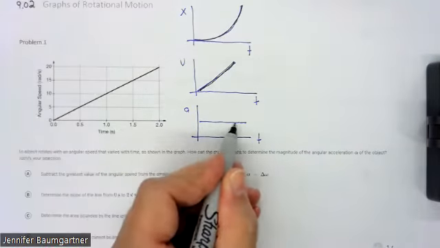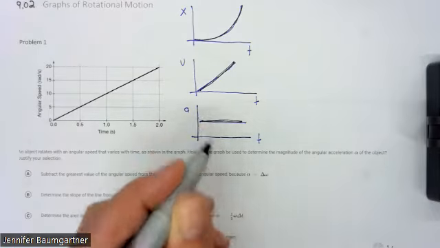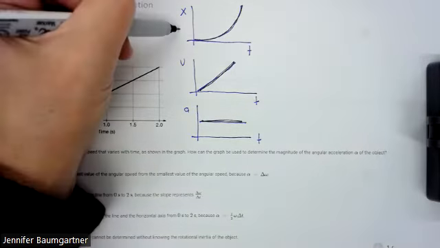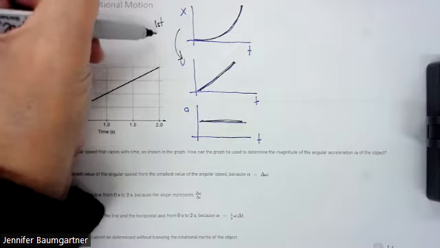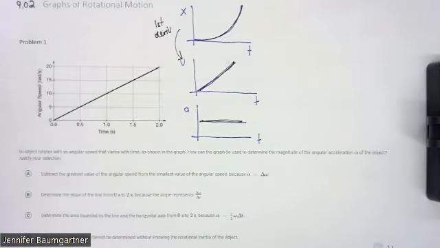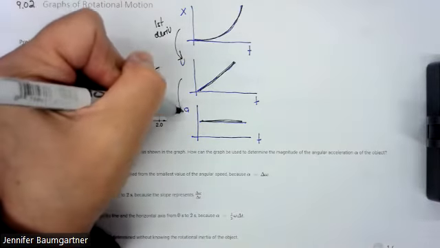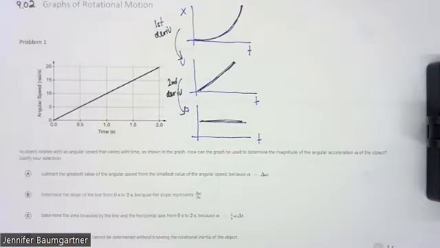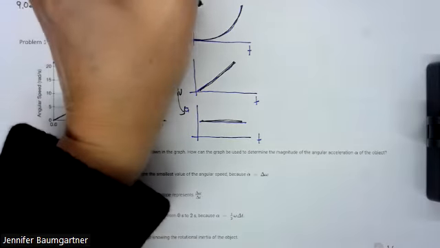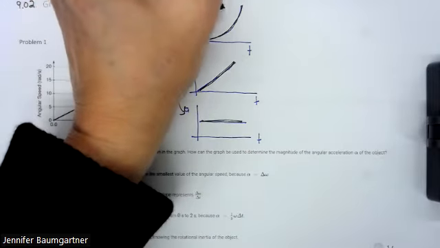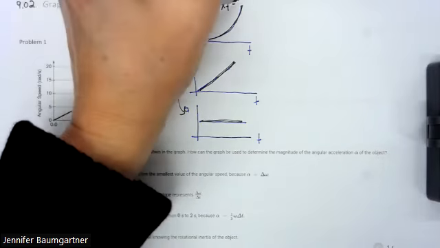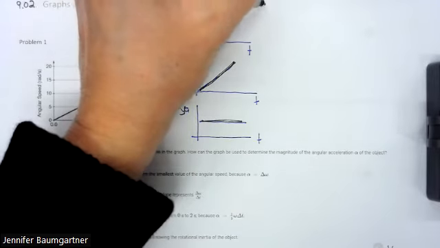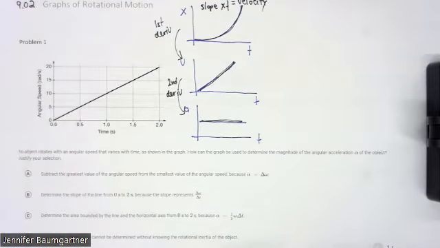And we said that if we were in calculus, we would do the first derivative to go from our x-t to our v-t. We would do our second derivative to get our a-t. So the slope of an x-t graph gives us our velocity. Slope of our x-t gives us our velocity.